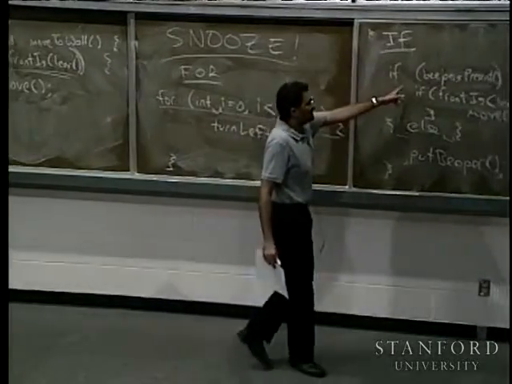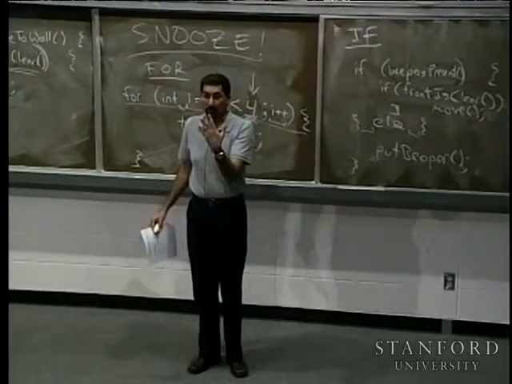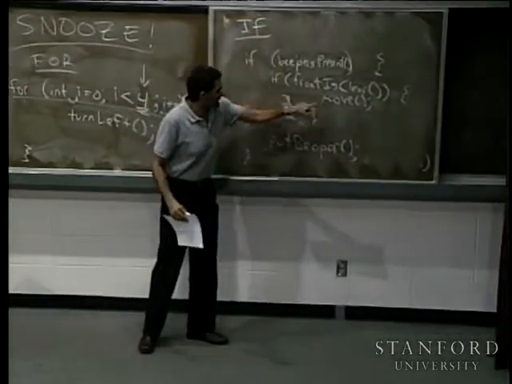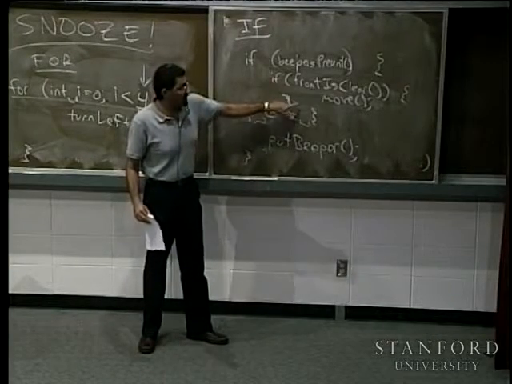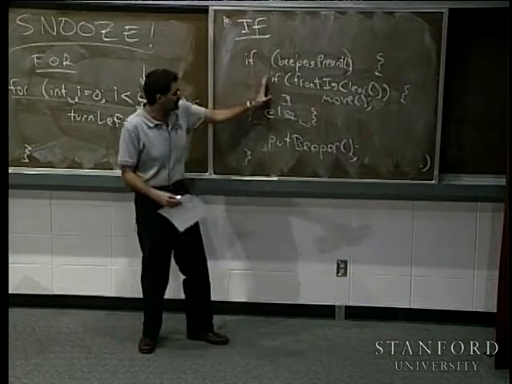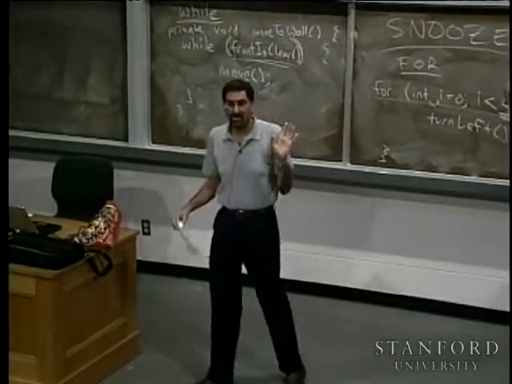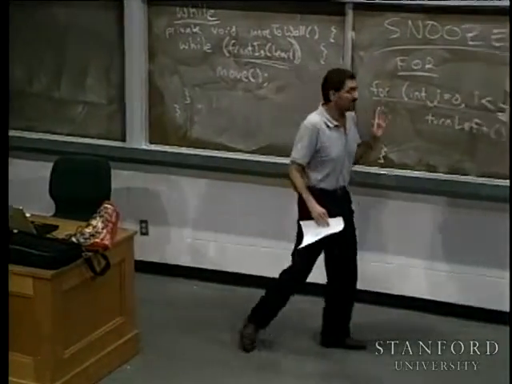But if there was a beeper present and my front was not clear, I'm not going to take a step forward, in which case it doesn't do the if part, it finishes up, and there's nothing else for it to do here, so it's done with this whole part and it's done with the whole if-else statement. Okay? Any questions about that? What's actually going on there, right?